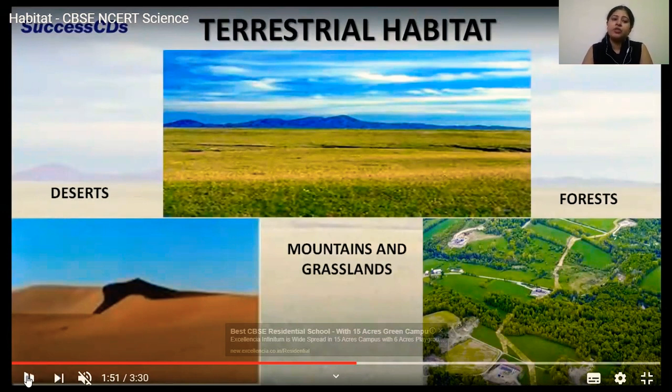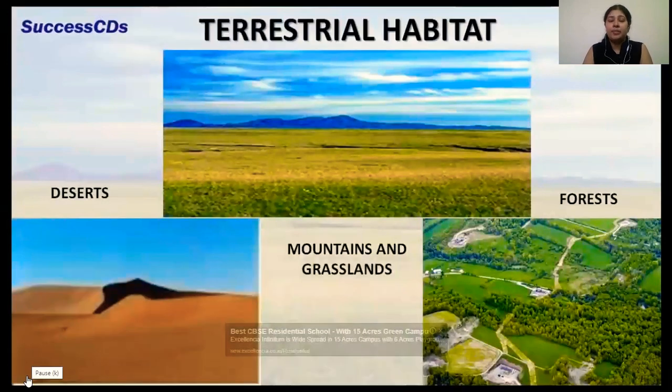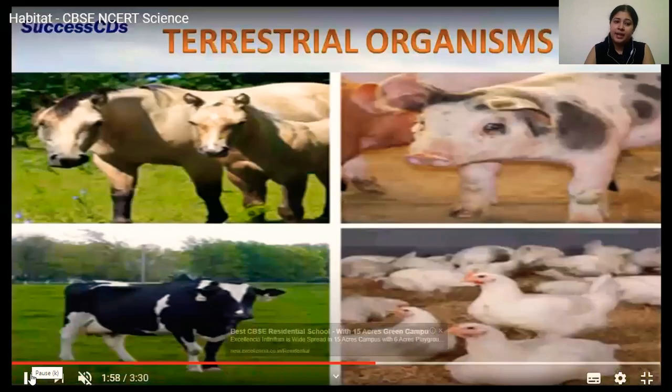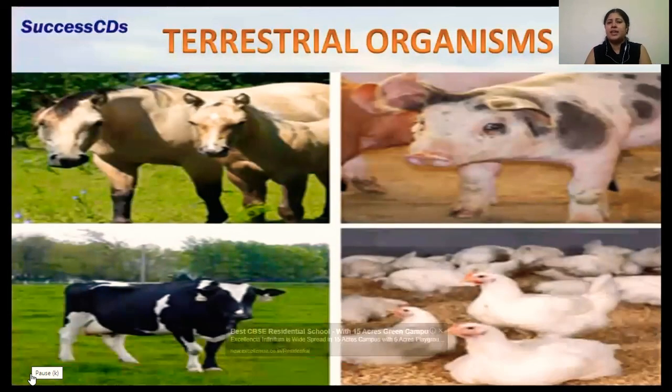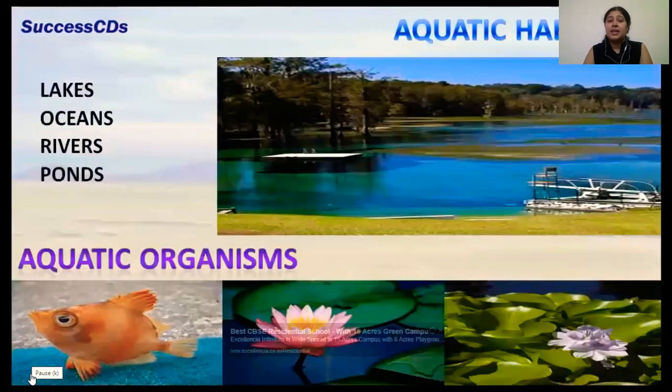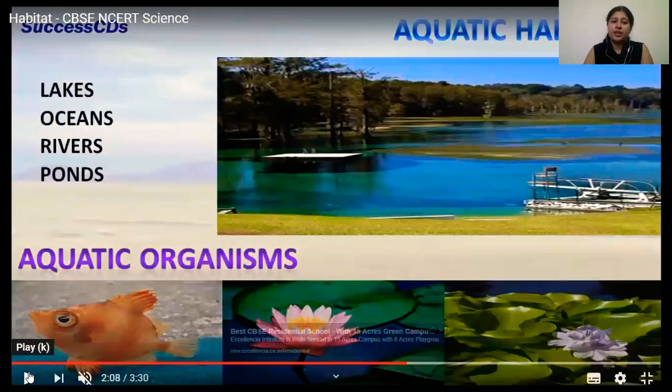The animals which live on terrestrial habitat are known as terrestrial organisms. What do we find? We find horses, cows, hens, pigs, all these which live on land, and even camels. They are known as the terrestrial organisms.